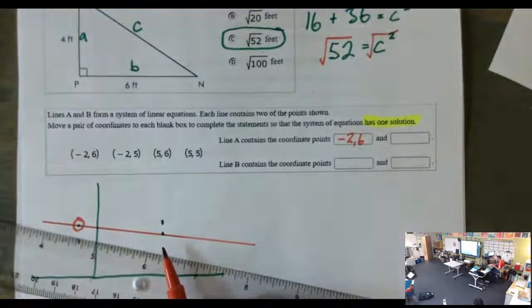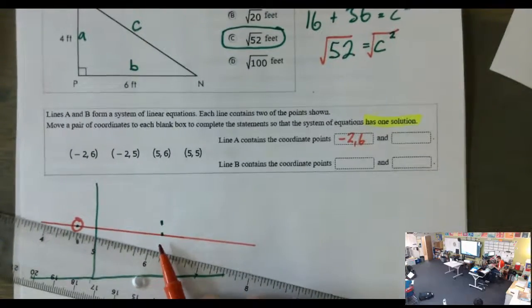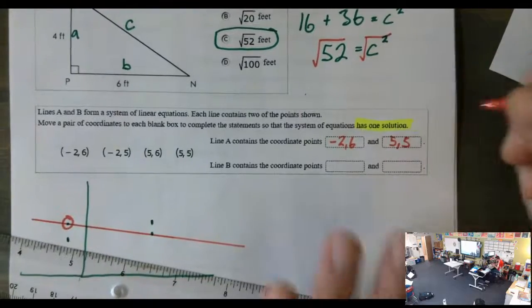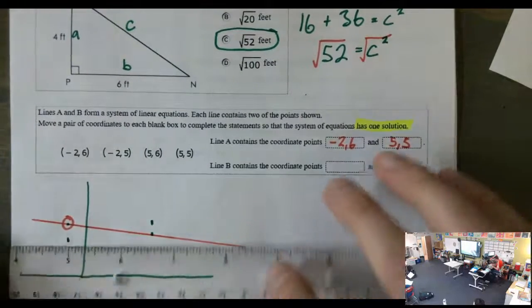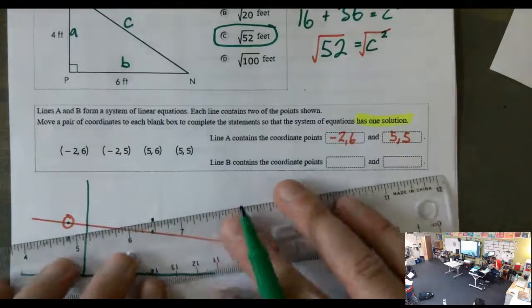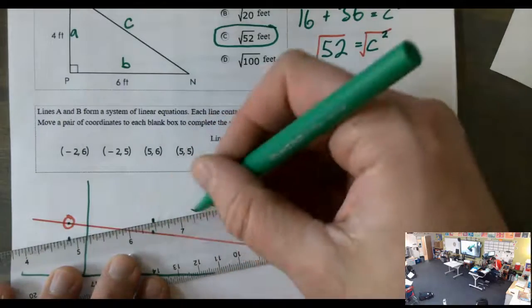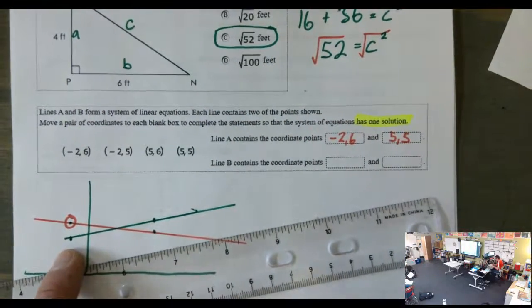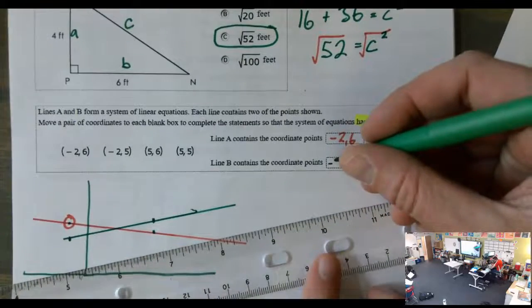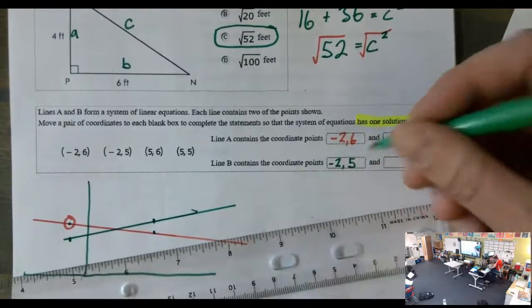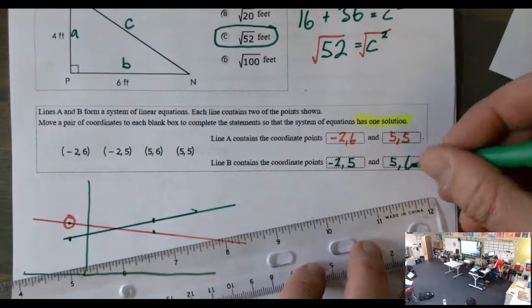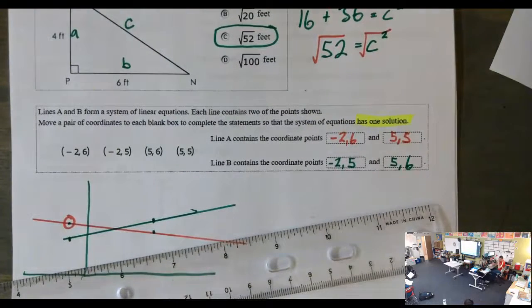Is that 5, 5 or 5, 6? 5, 5, because it's the lower one. So 5, 5. So then my other 2 points, use my negative 2, 5, because we haven't used that one yet, and the positive 5, positive 6.